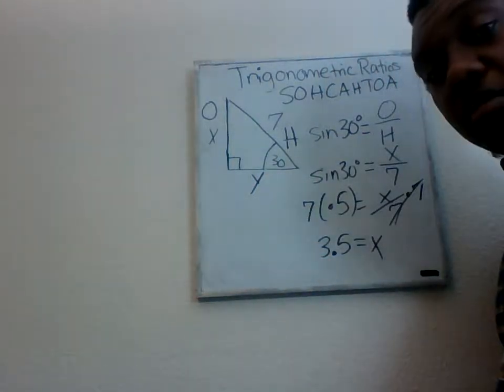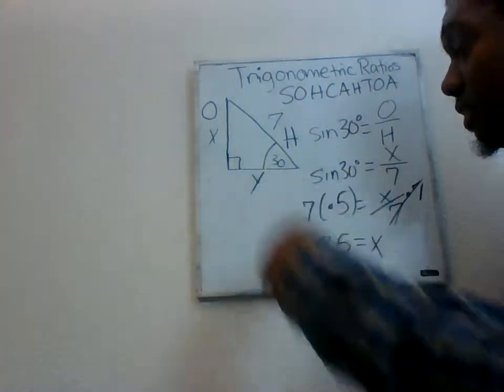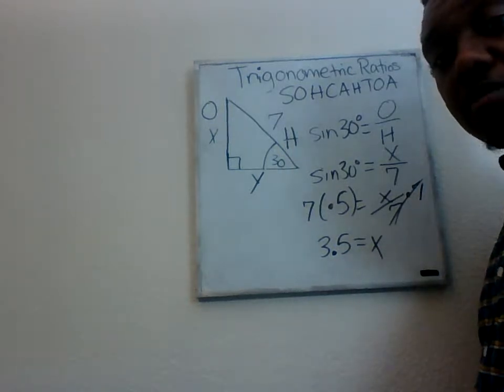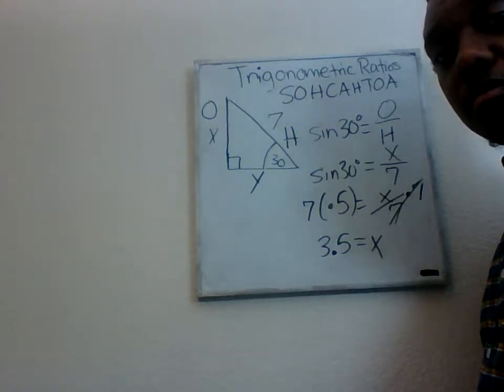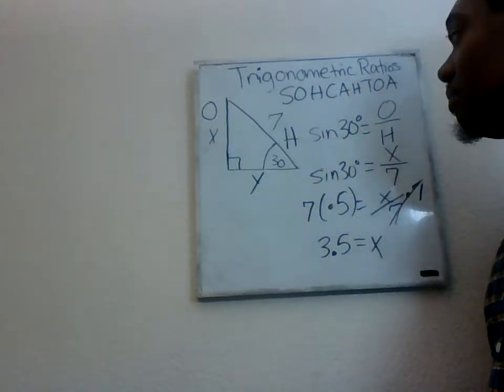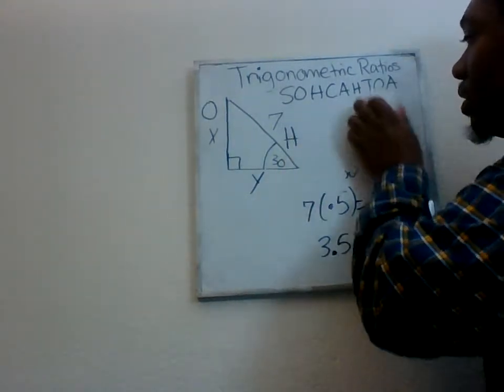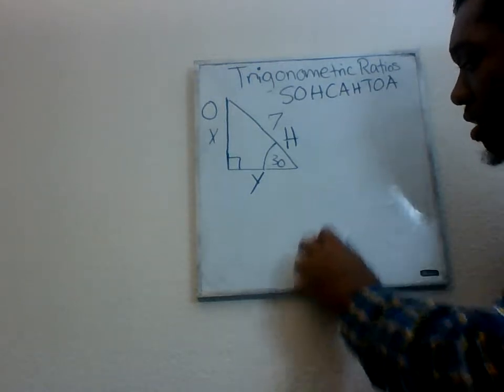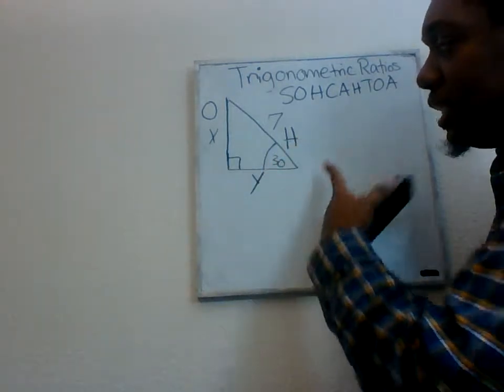If you need to pause now to see how we found x to be 3.5, you can pause it. But this time we're going to look for y. So pause it and copy down your information if you need to. Okay, we have our triangle drawn, and this time we're looking for y.